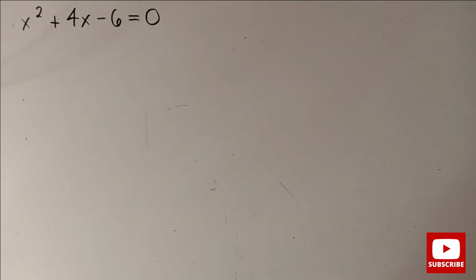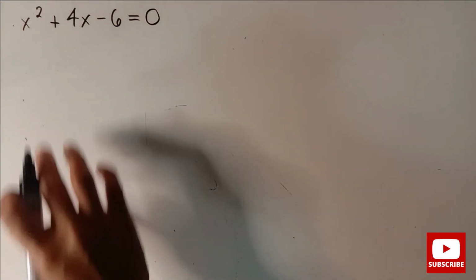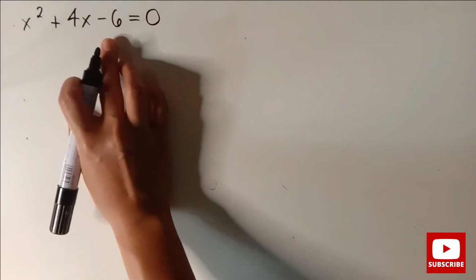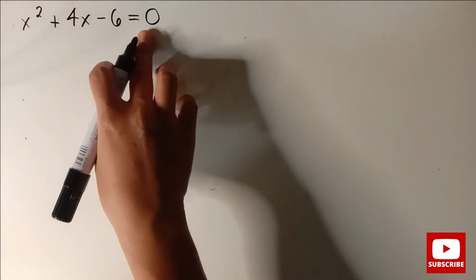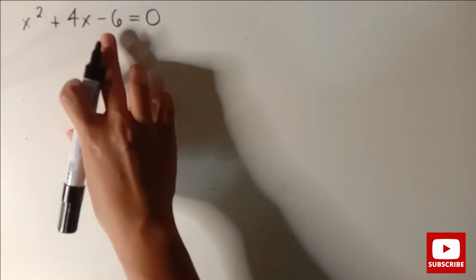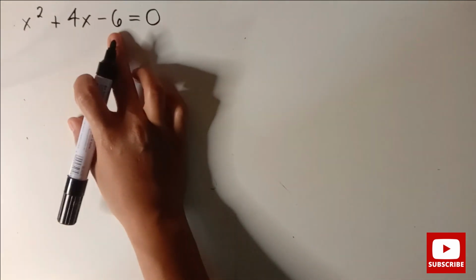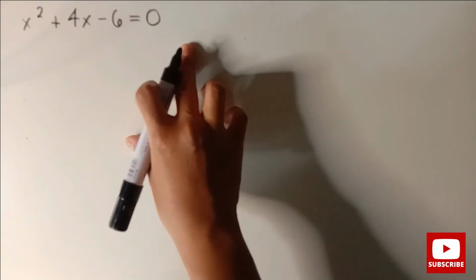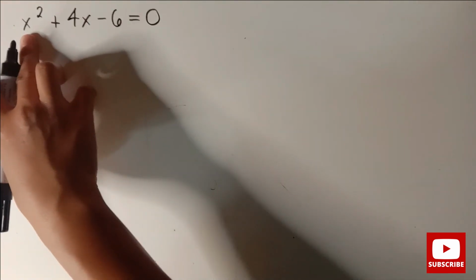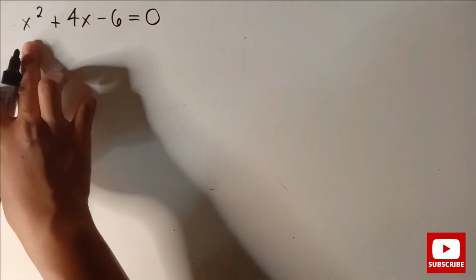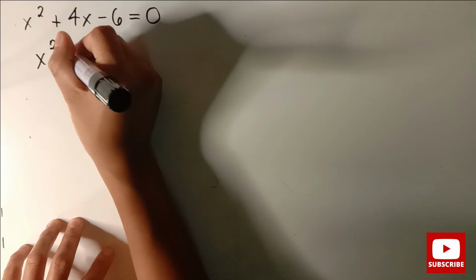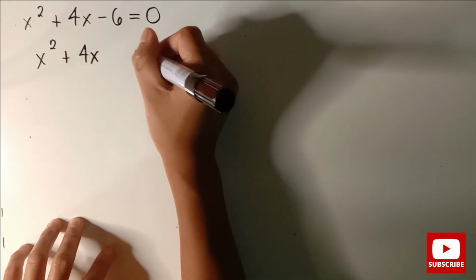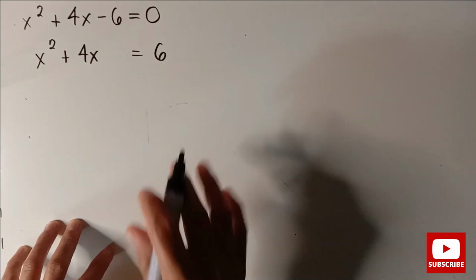For today, we will be learning about solving quadratic equations by completing the square. In this example, x squared plus 4x minus 6 equals 0. The first thing that we will do is to isolate the negative 6, or we will transfer negative 6 to the right side since the coefficient of our x squared is 1. Hence, it becomes x squared plus 4x equals positive 6.